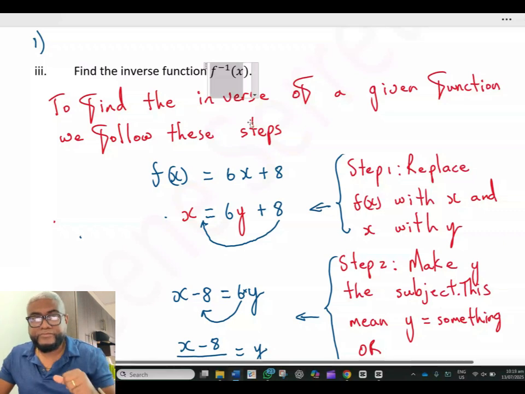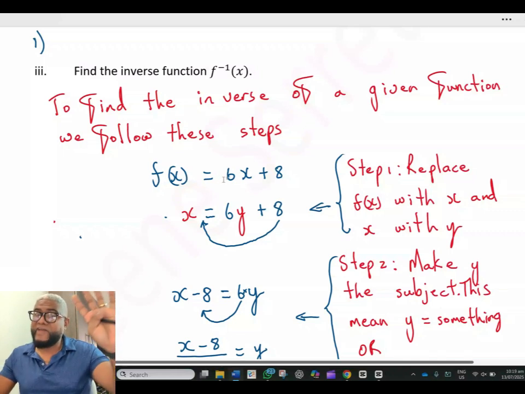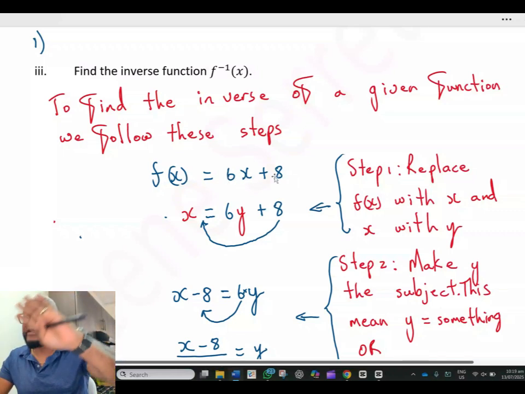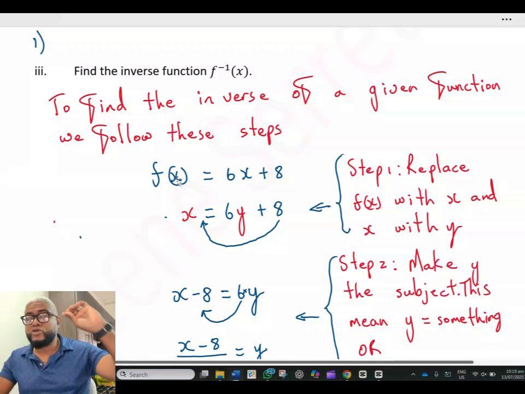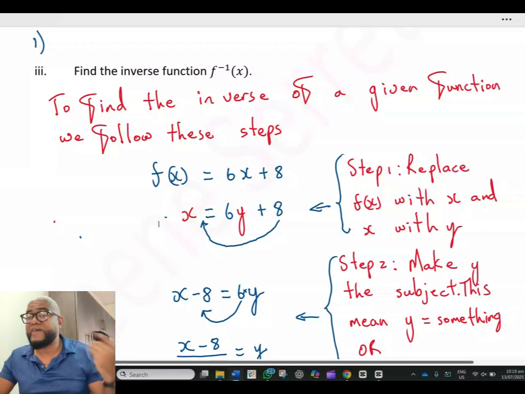All right, good. So to find the inverse of a given function, we follow these steps. f of x is equal to 6x plus 8. I'm going to talk some terminology here. x would be my input, and we need to find y, which would be my output in a normal functions question. This is the inverse function. So let's follow these steps. f of x is equal to 6x plus 8. This is the function that you were given.